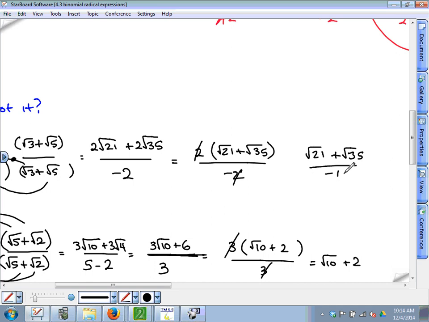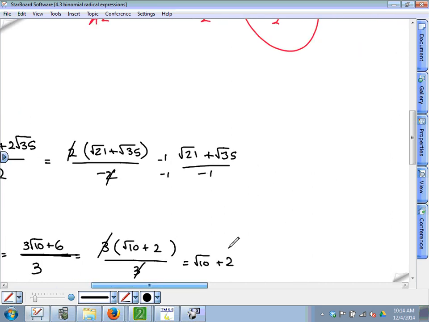It's not a huge deal. I probably would give you full points on a test, but your homework's not going to accept this. You can't have a negative 1 really on the bottom of a fraction. So multiply it by negative 1 over negative 1. So it'll be negative square root of 21 minus square root of 35.